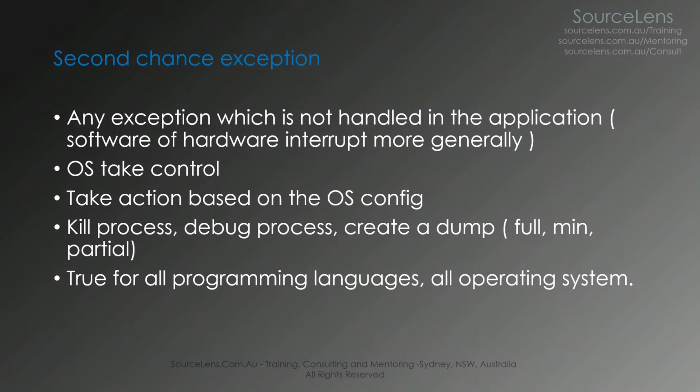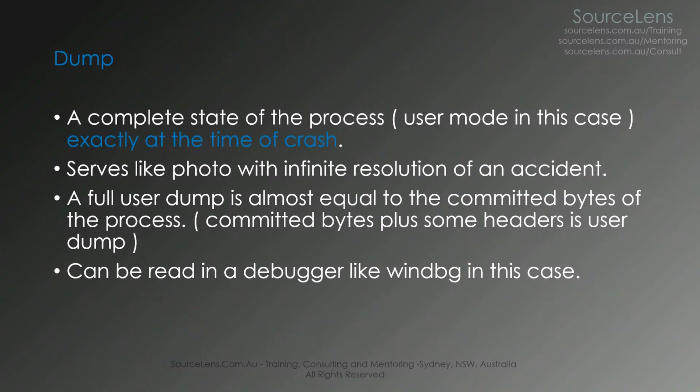So it has created a dump. It killed the process. Always in the case of a second chance exception, the process is getting killed. This is true for all programming languages, all operating systems. So this is how basic exception handling works. It'll give a chance for the application to handle. If the application is not handling it, the operating system will kill the process.